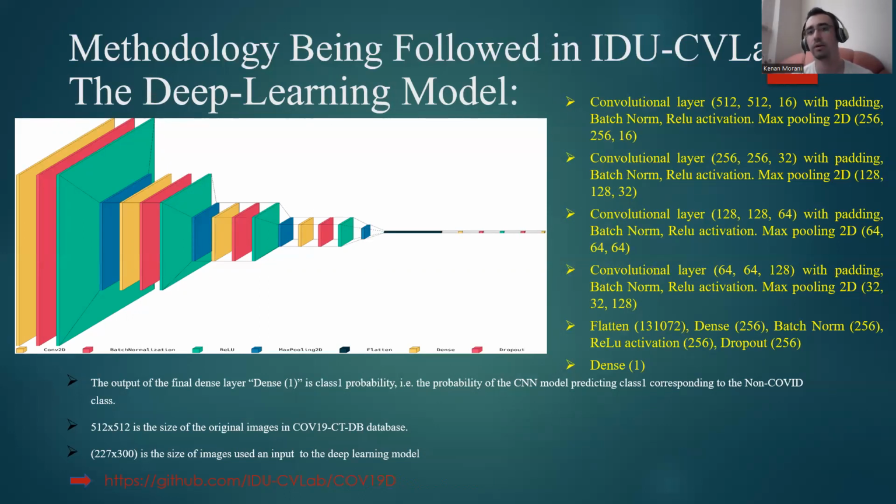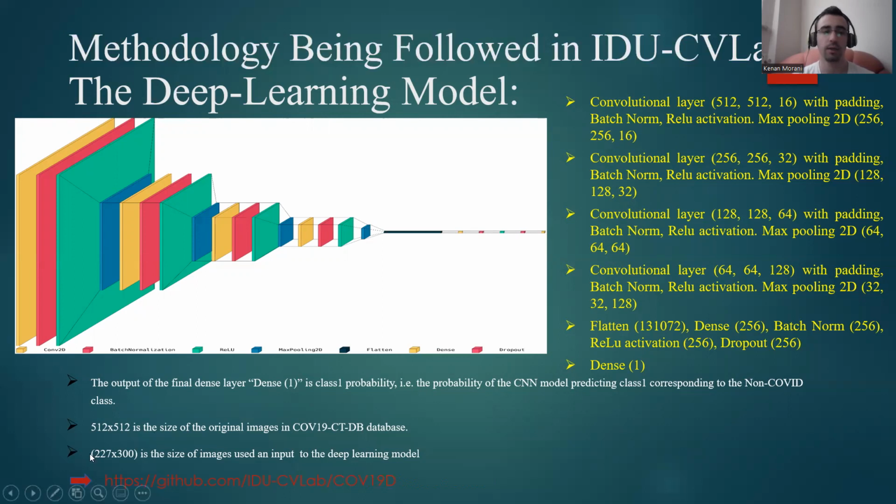And then there's another convolution layer, exactly the same thing. And there's the third convolution layer and a fourth convolution layer as well, until you reach a flatten layer, with some number. And then there's the dense layer, batch normalization, ReLU activation, and dropout. Finally, there's the dense layer that will give you the output, and the unit for it is 1. The output of the final dense layer will be the class 1 probability. Class 1 probability is the non-COVID probability. So the probability that the slice is non-COVID will be the output of the final dense layer.